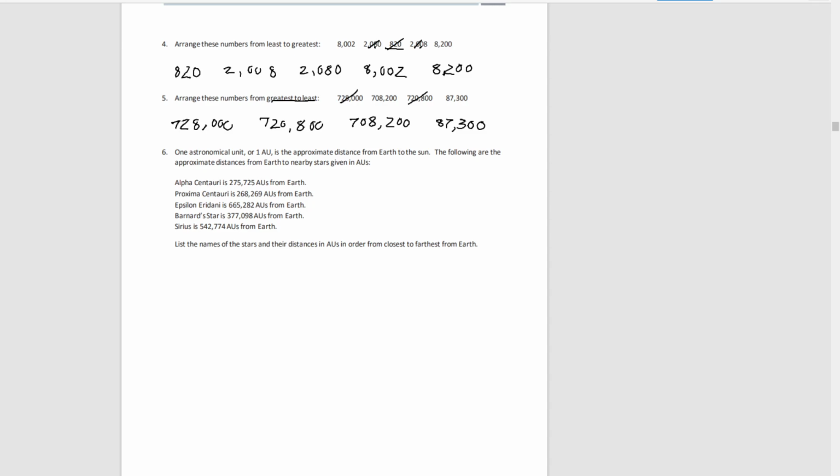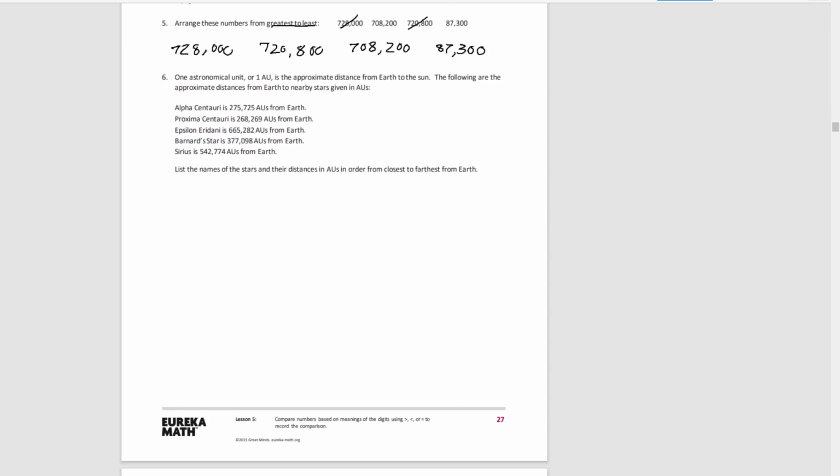For number 6, it says 1 astronomical unit, or AU, is the approximate distance from the Earth to the Sun. The following are the approximate distances from Earth to nearby stars given in AUs. List the names of the stars and their distances in AUs in order from closest to farthest. So closest would be least to farthest, the most AUs away. So pause the video and try that one.